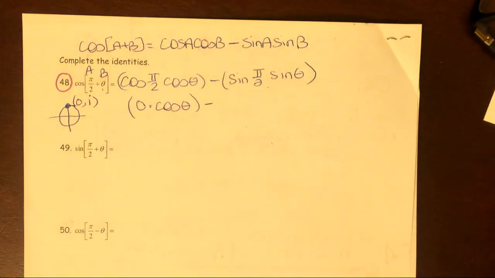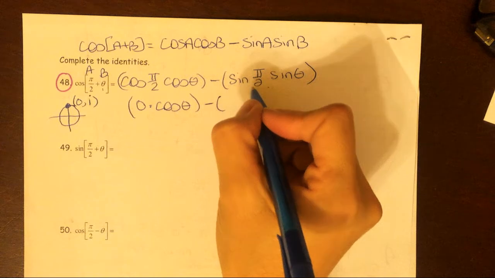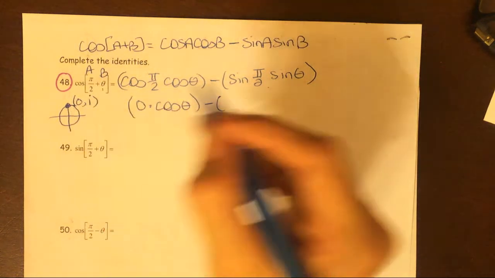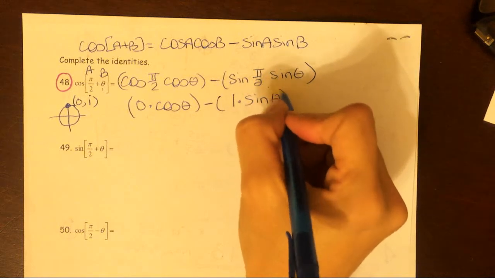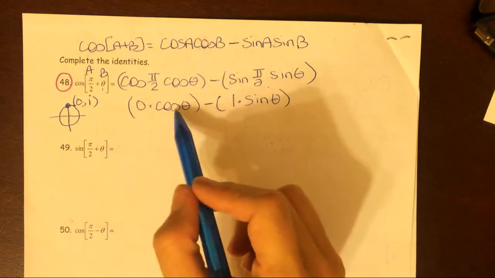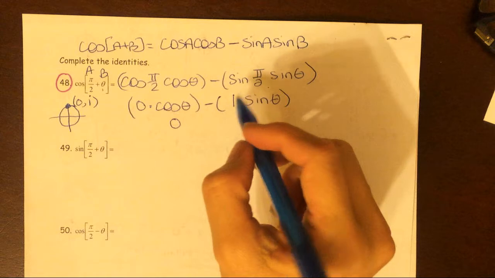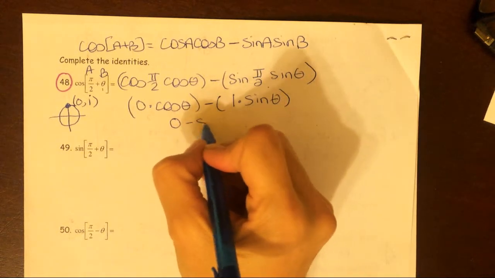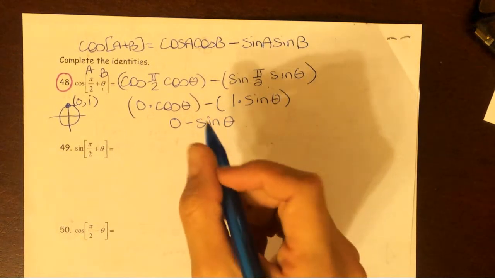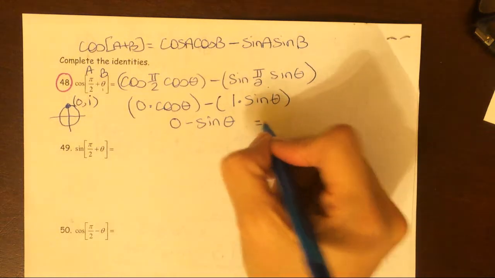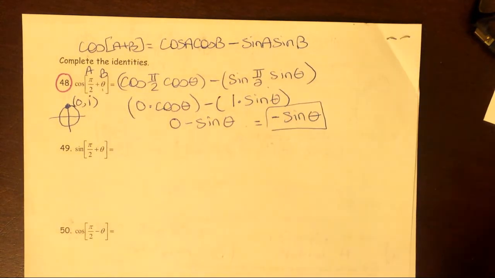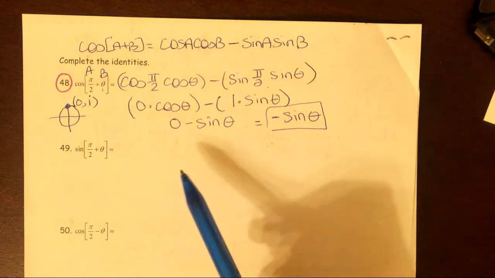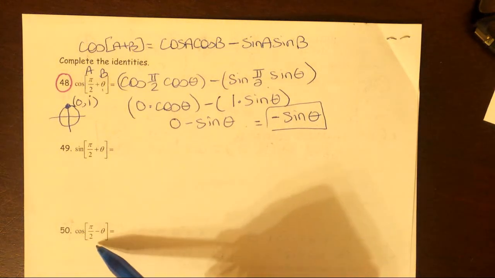Minus sine at pi over 2, sine is y, is 1 times, again, I don't know what theta is, so I write sine theta. 0 times cosine is 0. 1 times sine is sine. And 0 minus sine is a negative sine.